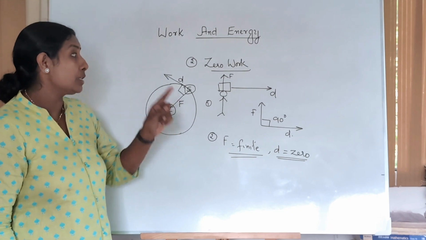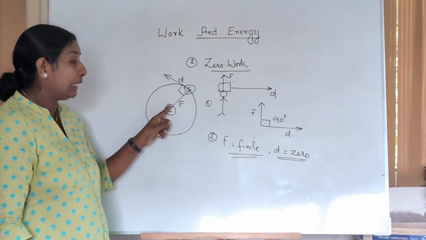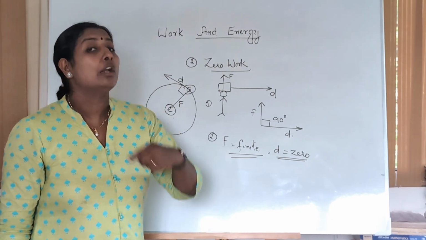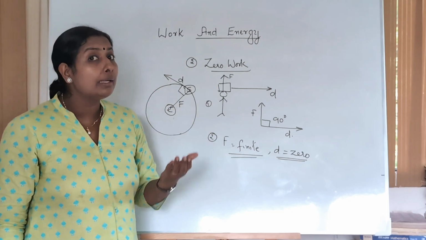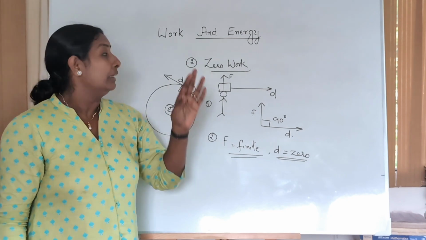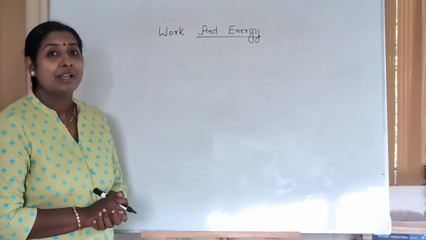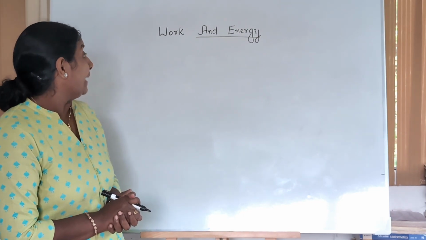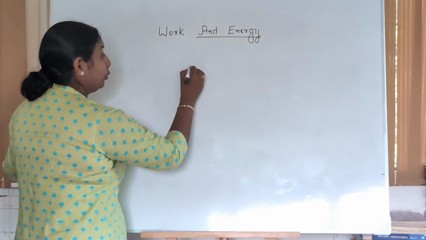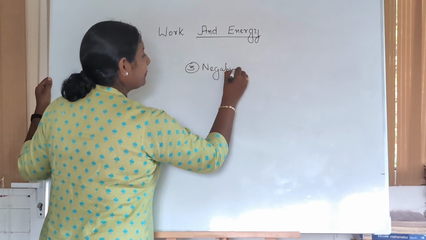Questions may be asked to you to give examples of 0 work, or specifically what is the work done by the gravitational force on a satellite revolving around the earth, or what is the work done by the sun on the earth which is revolving around the sun. These are all examples of 0 work. Now what is the next category of work? That is negative work. Can you give me some examples for negative work?